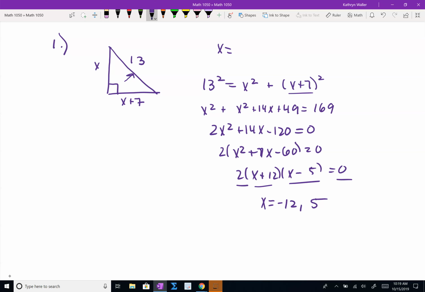Okay, now, does the negative 12 work in this problem? No, because we're talking about the length of a side, so it doesn't work. So it's just going to be x equals 5, like that. If they asked you to find the other sides, then obviously one side would be 5 and the other side would be 12. Okay? If I do anything you don't understand, let me know.